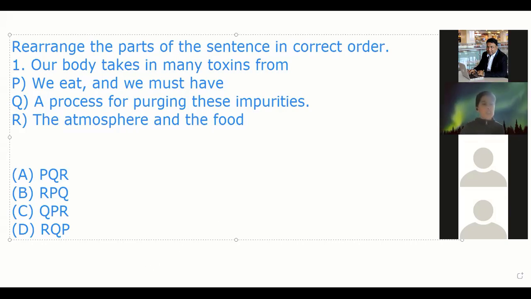Rearrange the parts of the sentence. Our body takes in many toxins from. And don't worry about capitals here. See, don't worry about these capital letters in all of them. This is wrong, right? This is just part of this. So, in your opinion, which cannot be the statement after 1? Is it PQR? Which one do you eliminate?